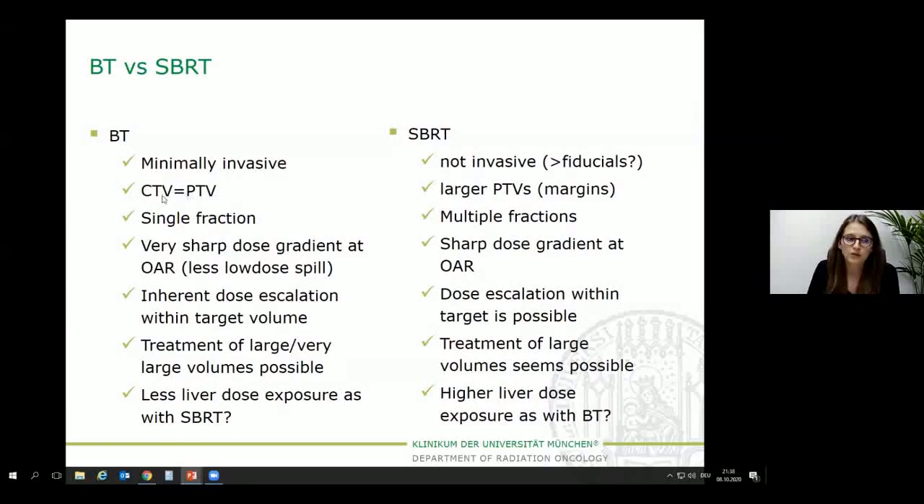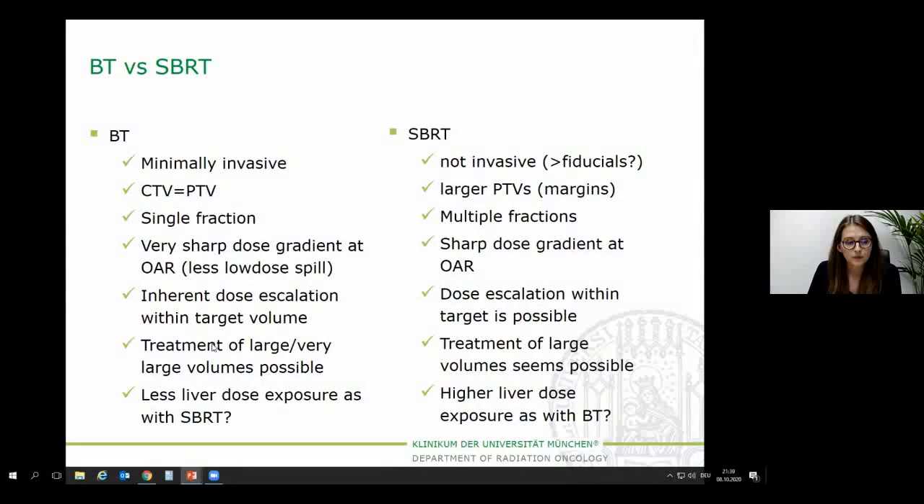In brachytherapy, we do a single fraction, which is really good for your patients. In SBRT, usually for liver, you do 3 fractions or 5 fractions, so the patient has to come back multiple times. In brachytherapy, we have a very sharp dose gradient, and our low dose spill is usually limited. And we also have an inherent dose escalation within the target. Obviously, close to the catheter, the dose is really high. In SBRT, you can have this if you want, but there are also some people who do very homogeneous SBRT treatments. Lately some do more of this dose escalation in the middle of the target, which is like mimicking what we're doing in brachytherapy.